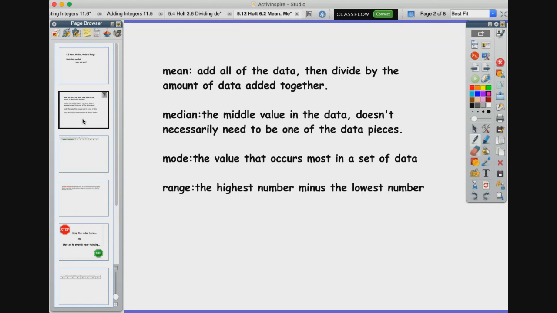So, here's your reminder of what your vocab words for today mean and all the different concepts we're going to be working with. Mean is just when you add all your data together and then divide it by how many you added. Median is your middle value. It doesn't necessarily need to be one of the data pieces.